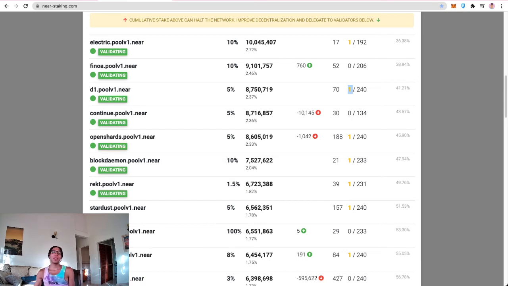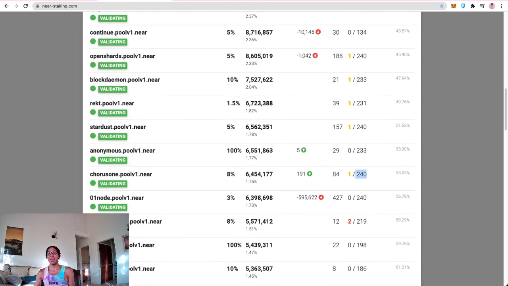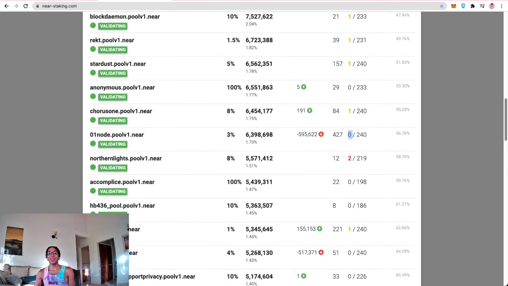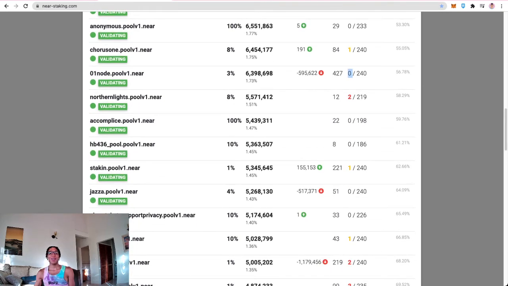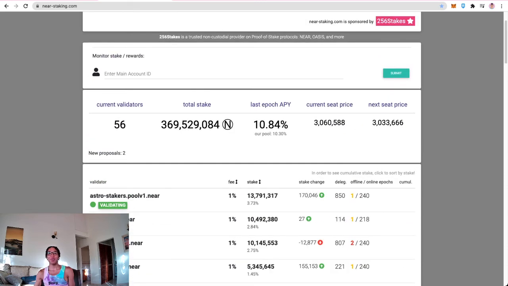So let's see if we can find a really cool one that's been around for 240 epochs, has zero missed epochs, and has a low fee. Okay, so here we have one that's missed only one. That's not bad. And they have a 1% fee. I wonder if I can rank this by fees. Yes, we can rank it by fees.